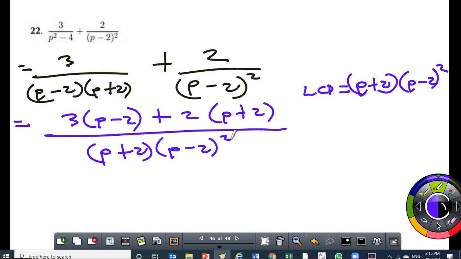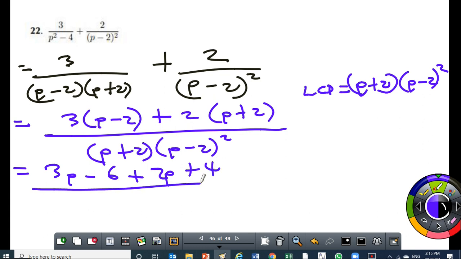Okay? Then you can simplify the numerator, but the denominator remains as it is. Then you get 3p minus 6 plus 2p plus 4. This is all over... Please, don't forget to write the denominator because it's part of the answer. Okay. This is addition of algebraic fractions. So the denominator must be kept. So you write p plus 2 times p minus 2 all squared.